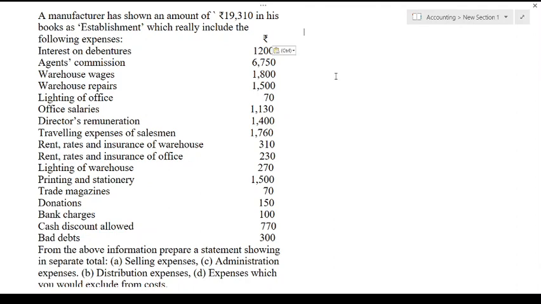270, printing and stationery 1500 rupees, trade magazines 70 rupees, donations 150 rupees, bank charges 100 rupees, cash discount allowed 770 rupees, bad debts 300 rupees. From the above information, prepare a statement showing in separate total selling expenses, administrative expenses, distribution expenses. Last one, expenses which you would exclude from costs.